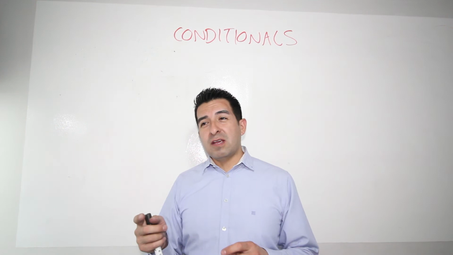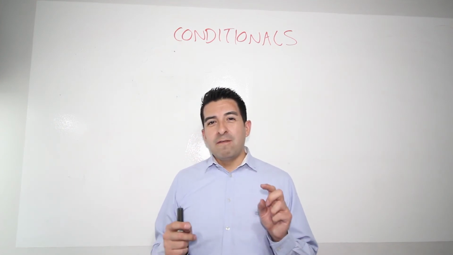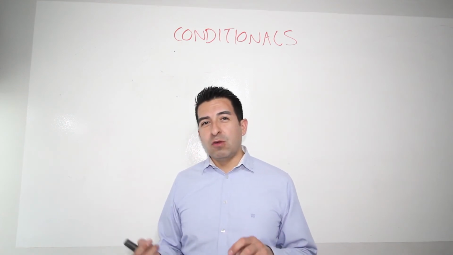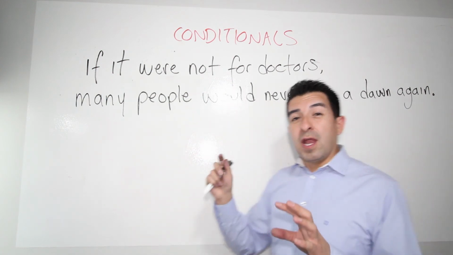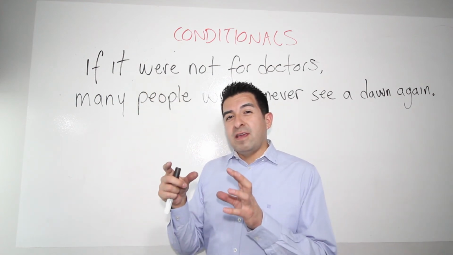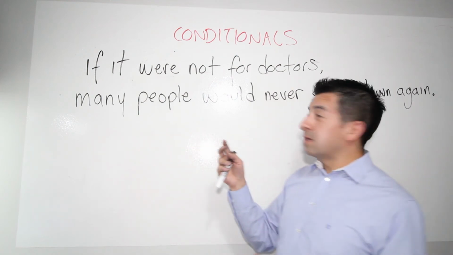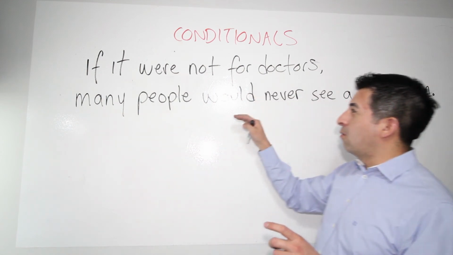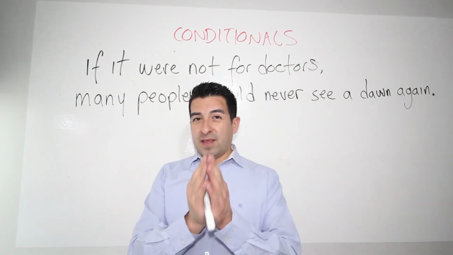Teacher, can we write was? Yes, you can write was, but it's a bit too informal. We prefer to write were, if I were, if she were. Okay, here's the example. If it were not, remember, we can use the auxiliary, in this case were, in affirmative or negative. If it were not for doctors, comma, because the if is at the beginning, many people would never see a dawn again. Thank you, doctors.